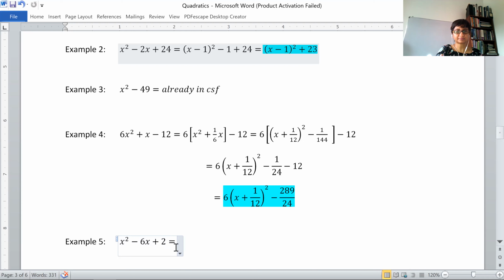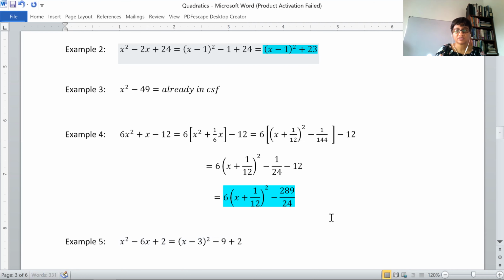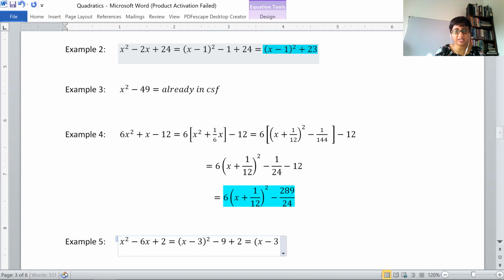Okay, and what do we get here? We are happy with what we have there because the x squared doesn't have a coefficient. X minus half of 6 is 3, and then we have to subtract 3 by 3, that's 9. So minus 9, and plus 2 simplifies to finally (x minus 3)² minus 9 plus 2, which is minus 7. So that's the final complete square form.